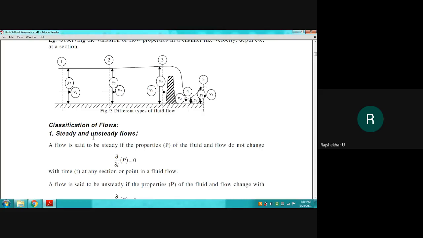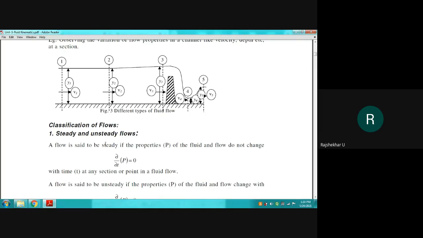Until and unless there is some obstruction, like a dam. Before this, you can consider the flow to be almost steady. Near the dam, the flow cannot be steady. Why? Because the obstruction is there. Once the fluid goes and hits the obstruction, what happens? The properties will change. Definitely the velocity will change. Is that correct? So I can say at sections 1 and 2 we have steady flow. Near section 3, the flow properties will change, and especially it will not be steady.